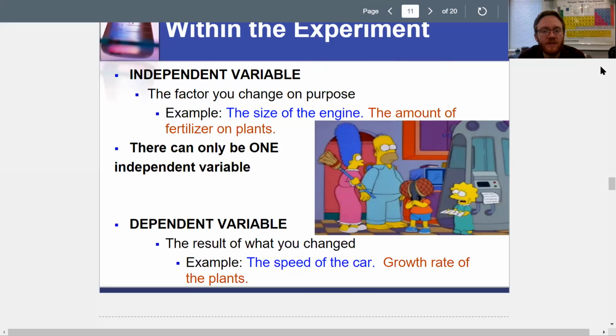So in the example of the size of the engine, you're going to change the size of the engine in order to determine whether that changes the speed of the car. All right, and as long as that car is not a tank, you are probably going to be pretty good to see a relationship there. And then the amount of fertilizer on plants, you want to see whether that affects how fast those plants grow. And so the growth rate of the plant depends on how much fertilizer you put on those plants.